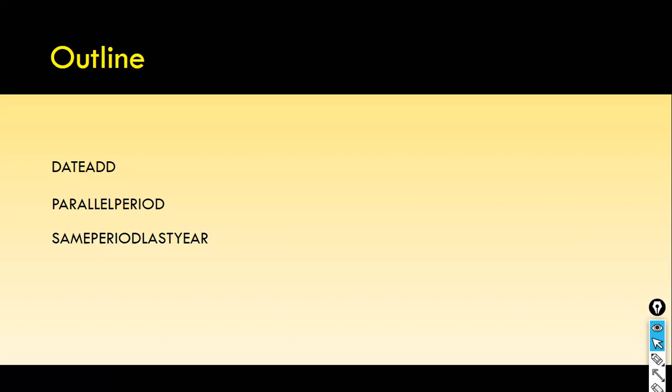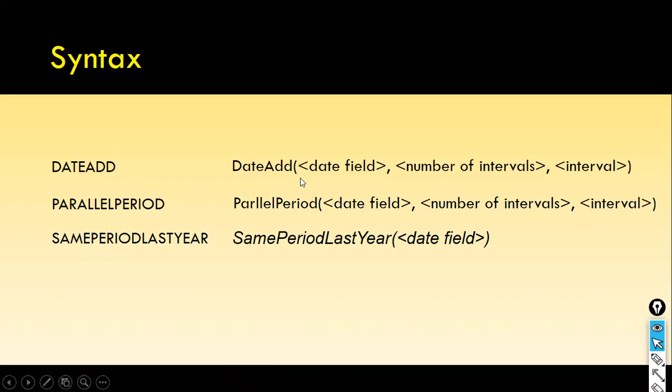Look here, this is the syntax for DATEADD, PARALLELPERIOD and SAMEPERIODLASTYEAR. In the case of SAMEPERIODLASTYEAR, it takes only the date field, only one argument. Whereas in the case of PARALLELPERIOD, it takes the date column and then the number of intervals, and you can specify the interval here. Here also the same thing. Both of them look the same; the DATEADD and PARALLELPERIOD syntax remains the same.